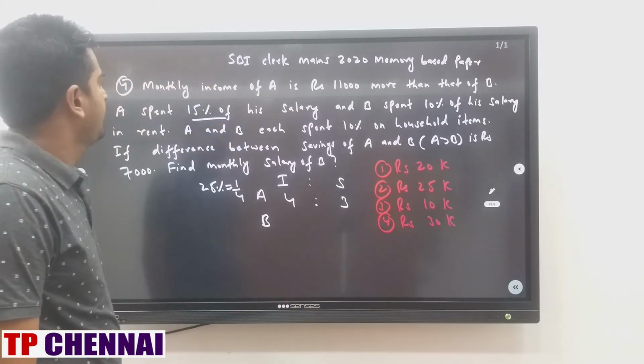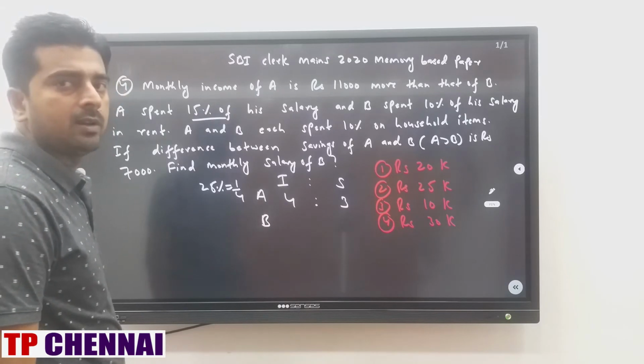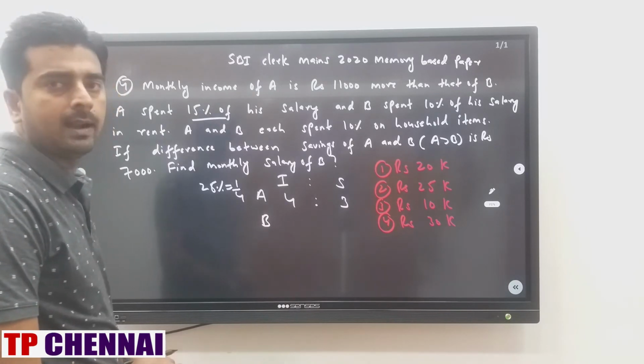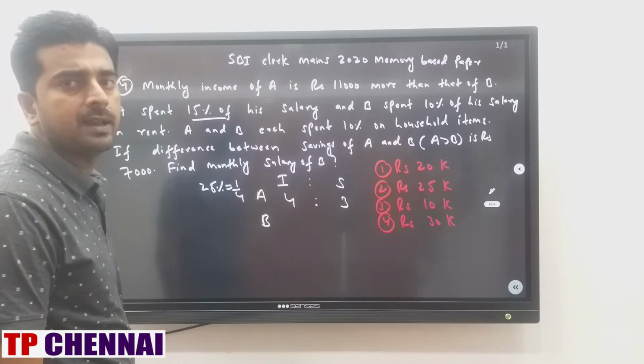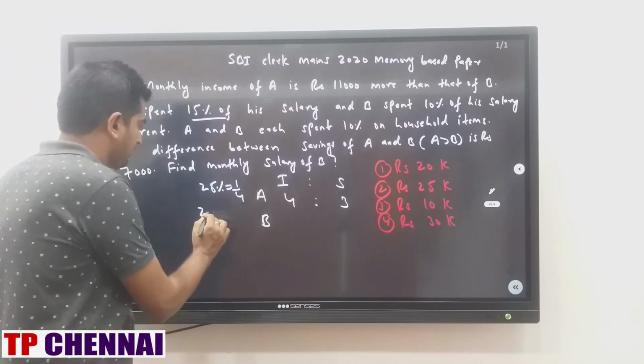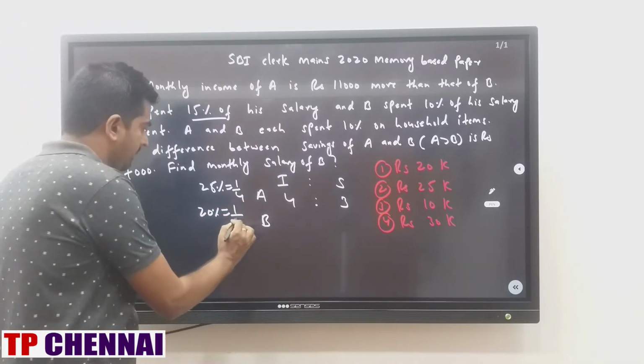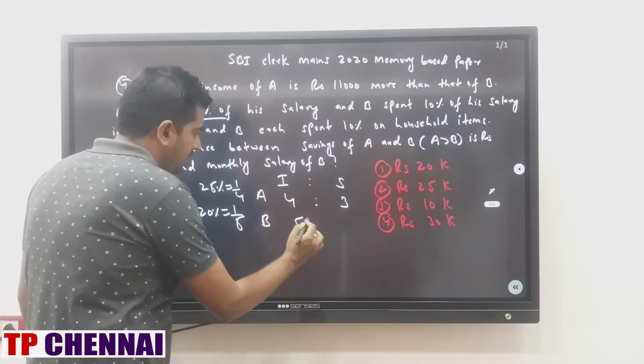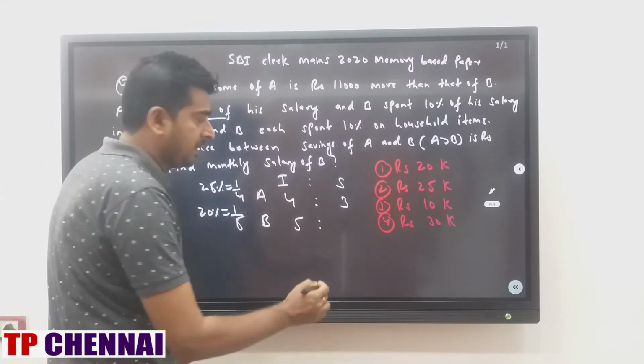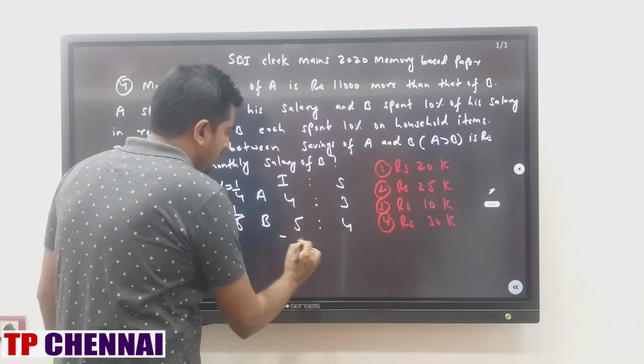Similarly, B spent 10% of his salary on rent and the remaining 10% on household items. That means 20%. What is the 20% fraction value? 1 by 5. Right? If 5 rupees is income, 1 is expense, so saving will be 4.